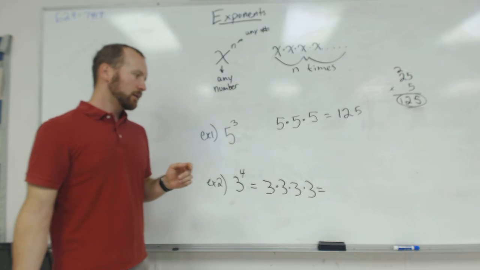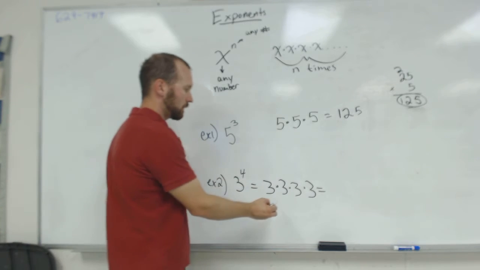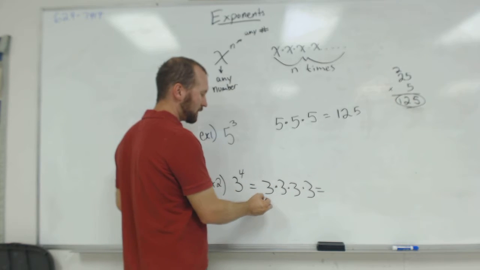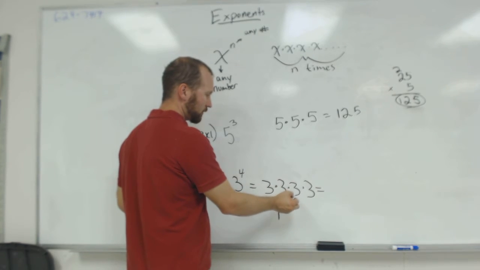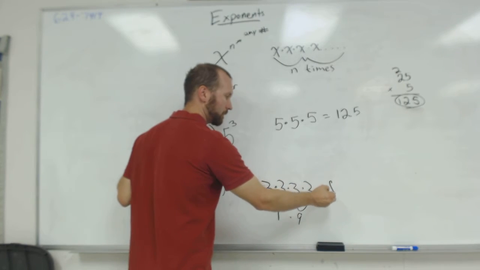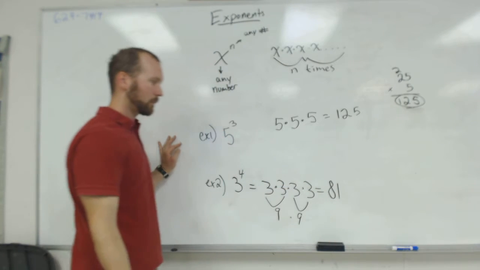Okay, so 3 times 3 is 9, then 9 times 3 is 27, and 27 times 3. Or here's another way to do it. 3 times 3 is 9. 3 times 3 is 9. What's 9 times 9? 81. Yeah, okay, that's actually an easier way to do it.